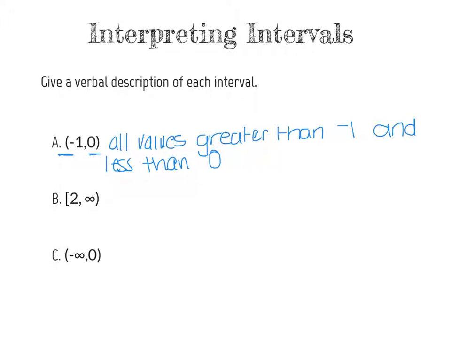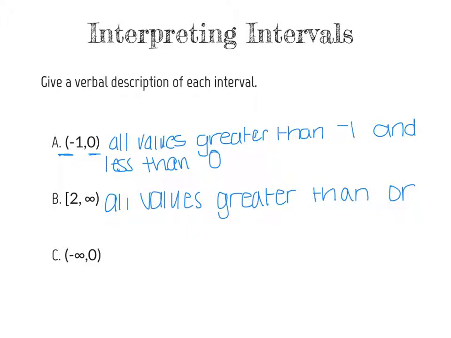Looking at B, we have negative 2 to infinity, but we're including negative 2. Notice how we're going off to infinity. When that happens, we can simply write all values. And for this case, this is greater than or equal to negative 2. And we have no bound on that right side. So we're going off to infinity. We don't have anything else to write there.